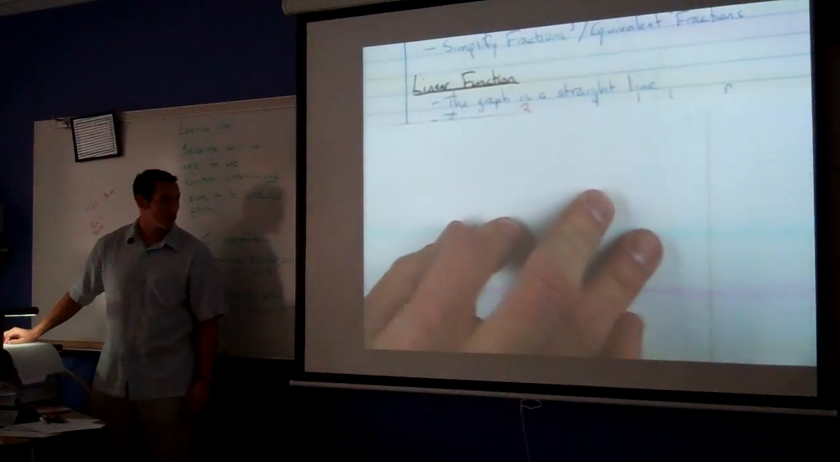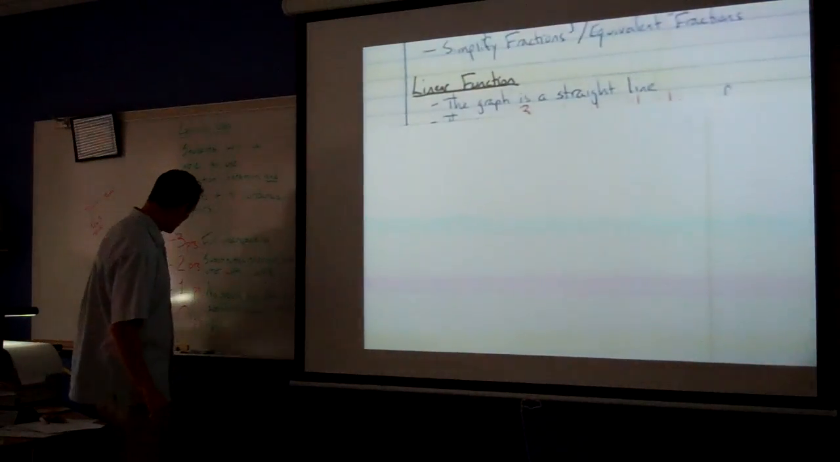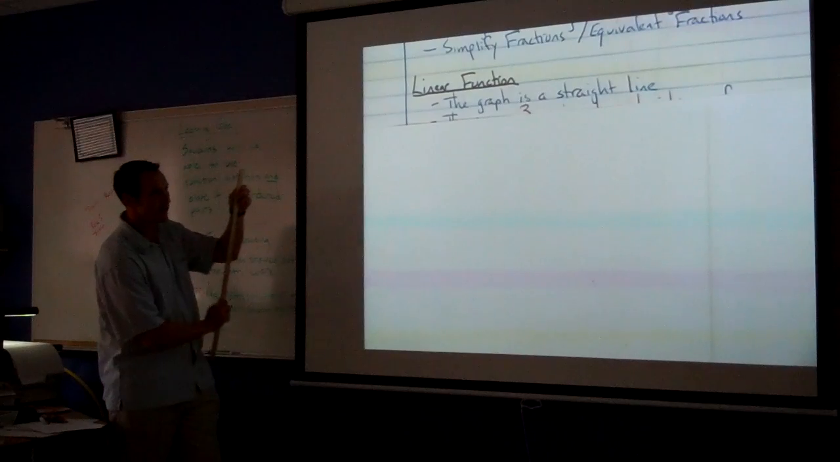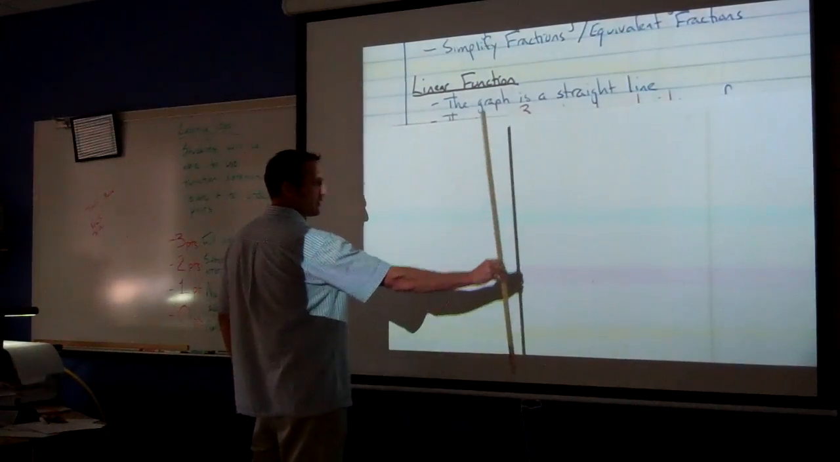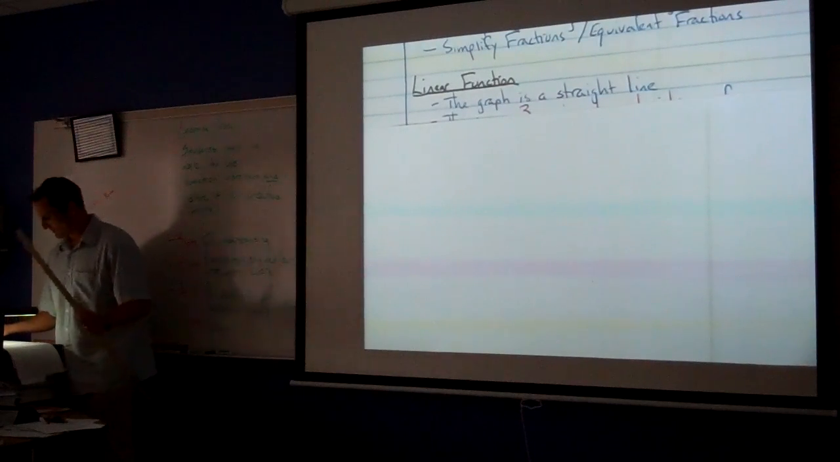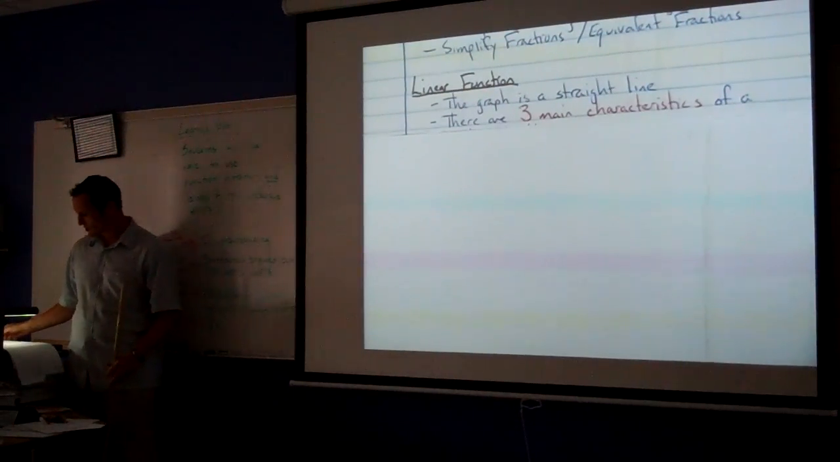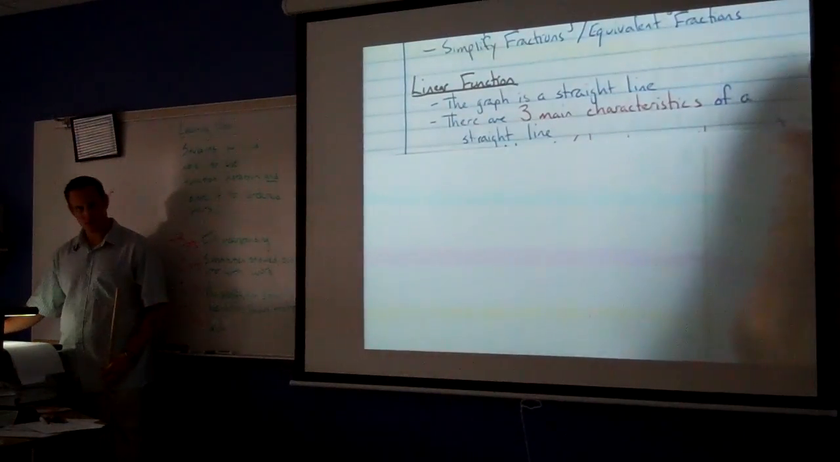The graph is a straight line. Okay, so a linear function, the graph of a linear function is a straight line, not a curve. So a straight line this way, this way, this way, linear function. Okay, straight line. There are three main characteristics of a straight line that we will eventually study.